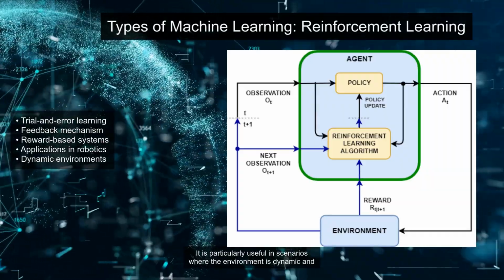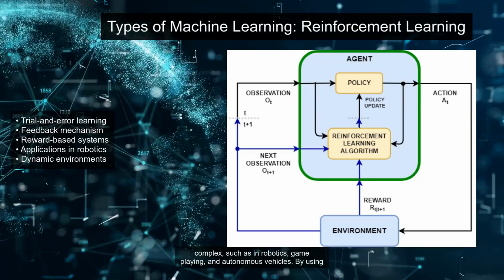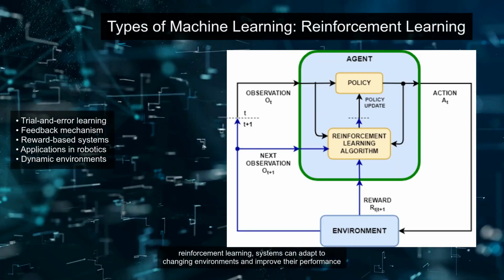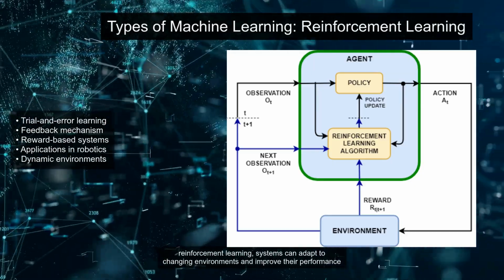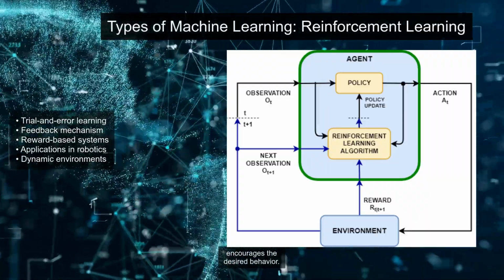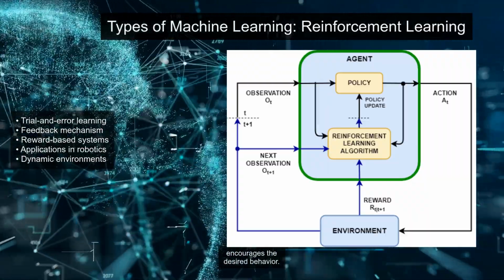It is particularly useful in scenarios where the environment is dynamic and complex, such as in robotics, game playing, and autonomous vehicles. By using reinforcement learning, systems can adapt to changing environments and improve their performance over time. The key challenge is designing an effective reward system that encourages the desired behavior.